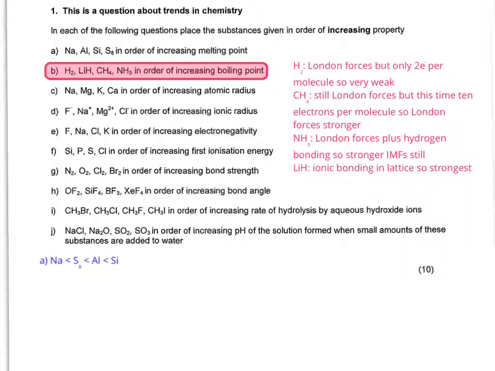In part B, we've got London forces in hydrogen are very weak because there's only 2 electrons in a molecule. Still London forces in methane, but there's 10 electrons per molecule, so they might be stronger this time. You've got hydrogen bonding happening as well in ammonia, so that strengthens it further. And then ionic bonding in the lithium hydride lattice. So therefore, the energy required to overcome bonds or intermolecular forces increases in that order. So therefore, for the second one, it's H2, CH4, NH3, and finally LiH.